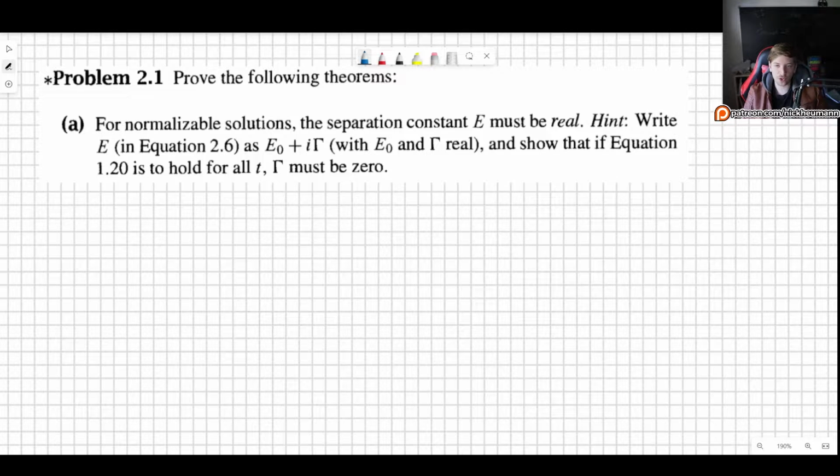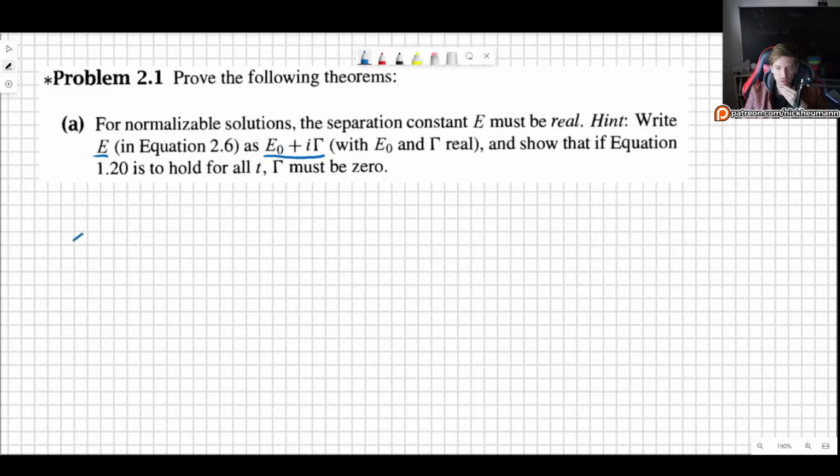It says for normalizable solutions, the separation constant E must be real. And then they give us a hint that we should rewrite the energy as E0 plus i gamma, with E0 and gamma real. So basically, we have to allow for the possibility of the energy being complex and then just see what happens, right? What would that imply?